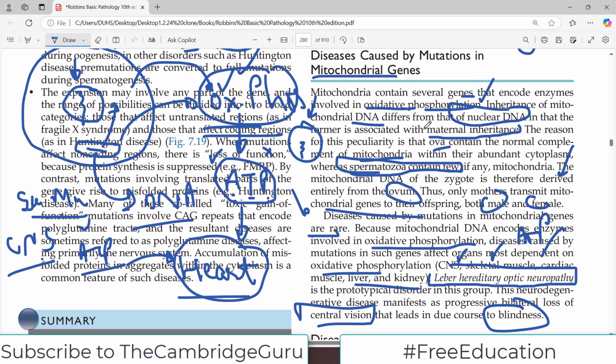So mitochondrial diseases are from mommy. They are rare. They affect the areas where oxidative phosphorylation is very much required. The prototypic disease which you must remember regarding optic neuropathy is Leber hereditary optic neuropathy. So that's all about the mitochondrial disorders.